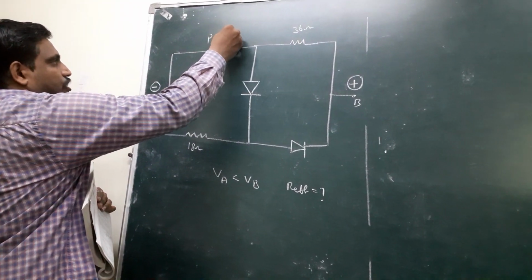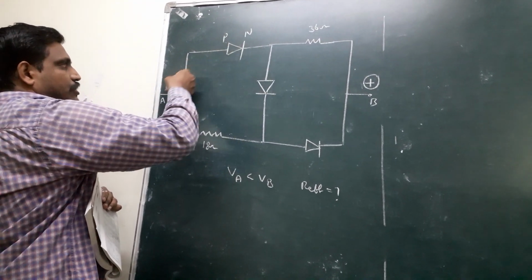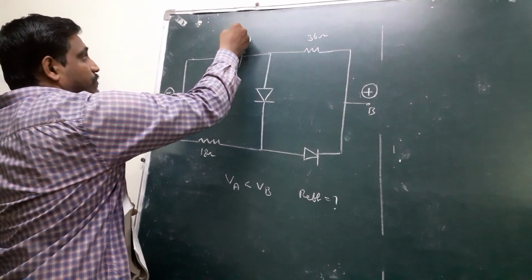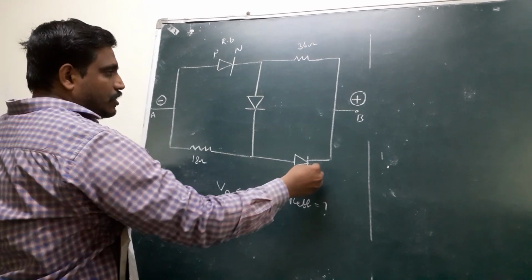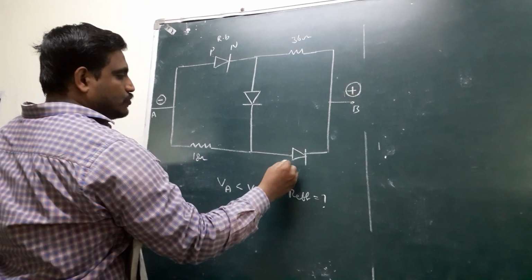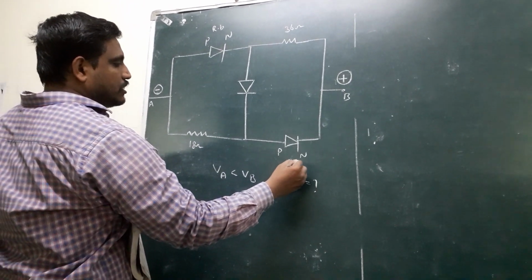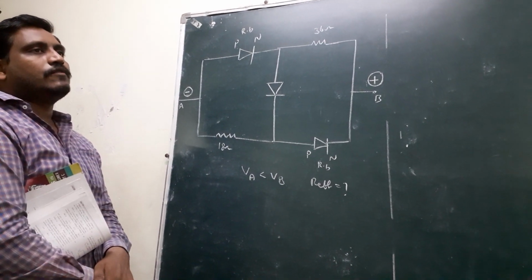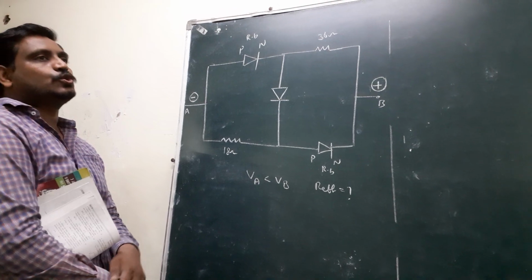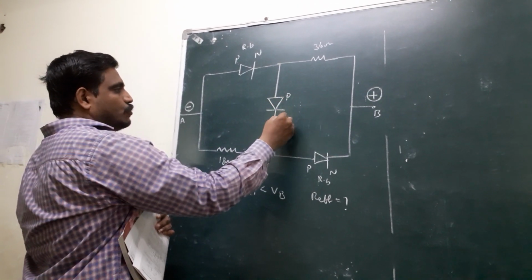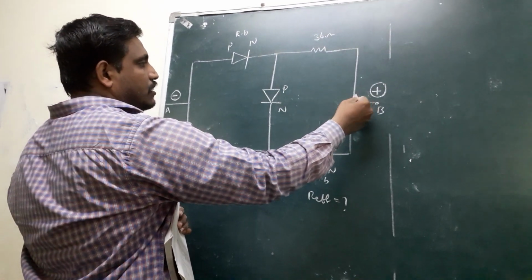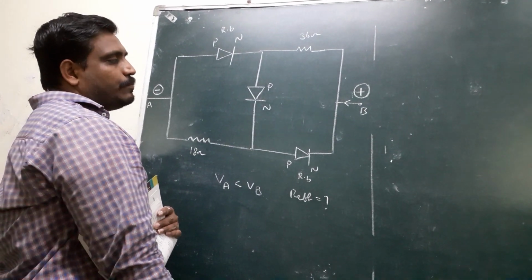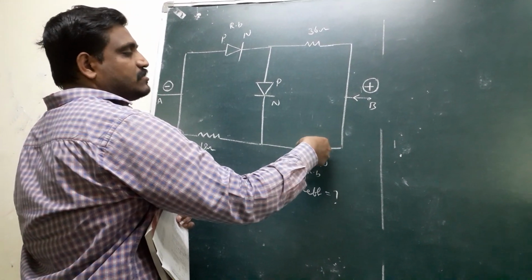P is connected to negative, so this bias is reverse bias. N is connected to positive, so this is also reverse bias. Now my doubt is about the current, which always flows from plus to minus. This is the plus. Here the current starts. Current always flows from plus to minus.